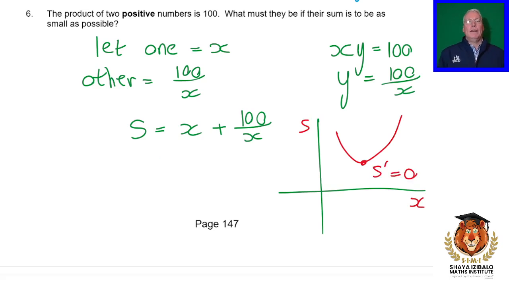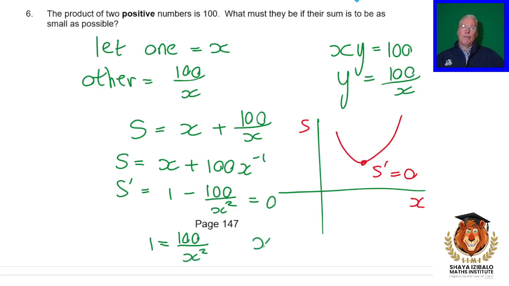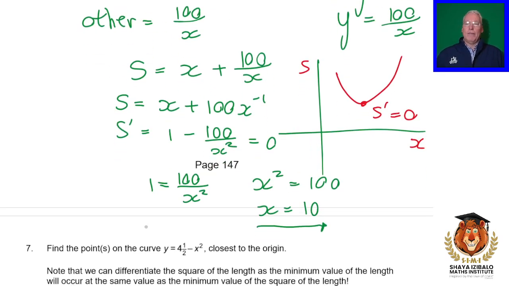So we're going to differentiate this thing. It's not flat at the moment, so let's make it flat. It's actually x plus 100 x to the minus 1. Let's differentiate it. We get s dashed is 1 minus 100 over x squared. And we want that to equal 0. Let's add the 100 over x squared to both sides. So we get 1 equals 100 over x squared. Let's multiply both sides by x squared. And let's square root. And so the answer is that x equals 10. So the one number is 10 and the other number is 100 over 10. So in fact, the best answer is for both numbers to be 10.